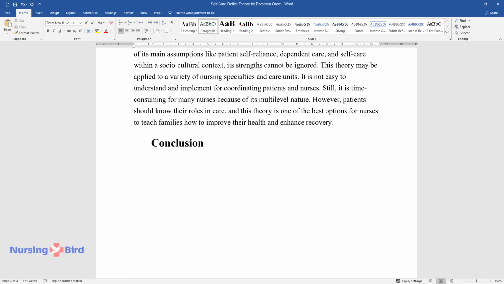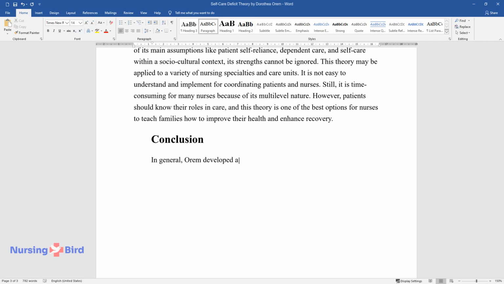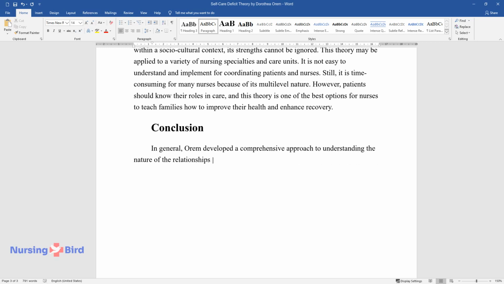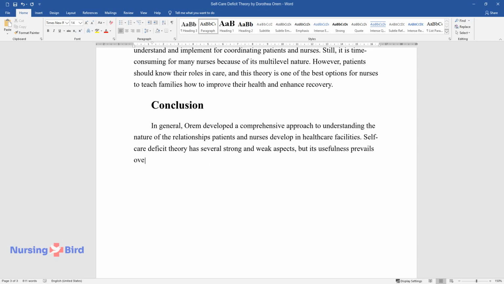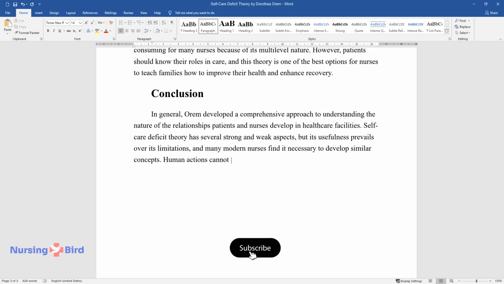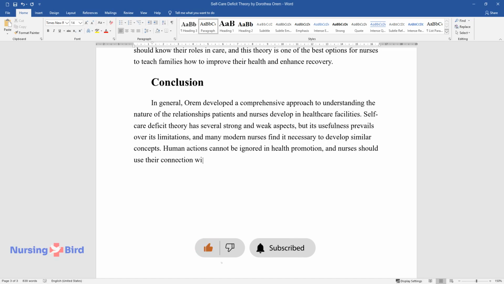Conclusion. In general, Orem developed a comprehensive approach to understanding the nature of the relationships patients and nurses develop in healthcare facilities. Self-care deficit theory has several strong and weak aspects, but its usefulness prevails over its limitations, and many modern nurses find it necessary to develop similar concepts. Human actions cannot be ignored in health promotion, and nurses should use their connection with patients to guide and support their independence.